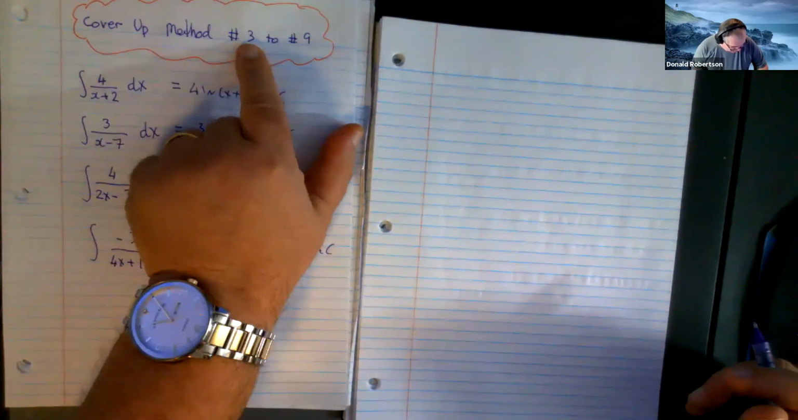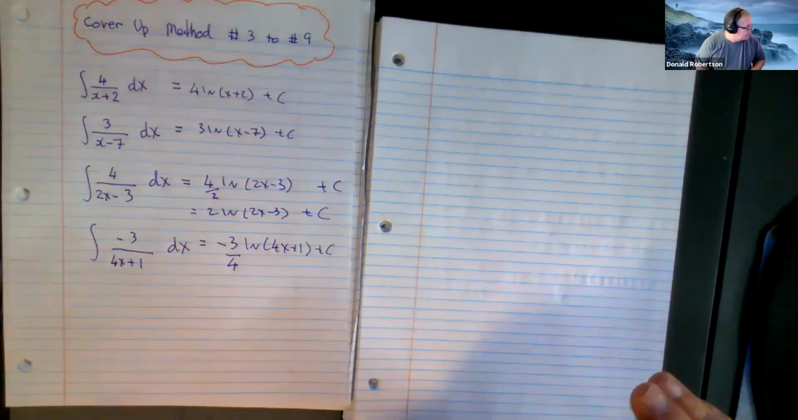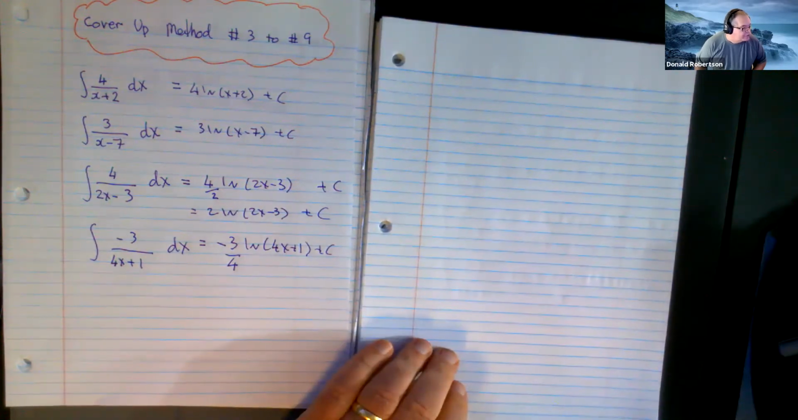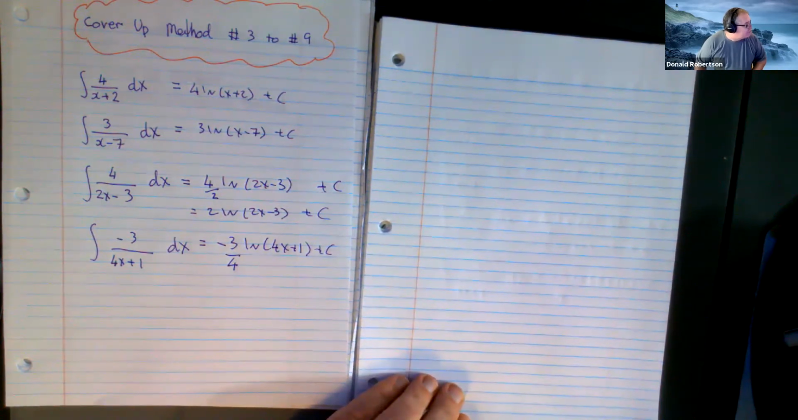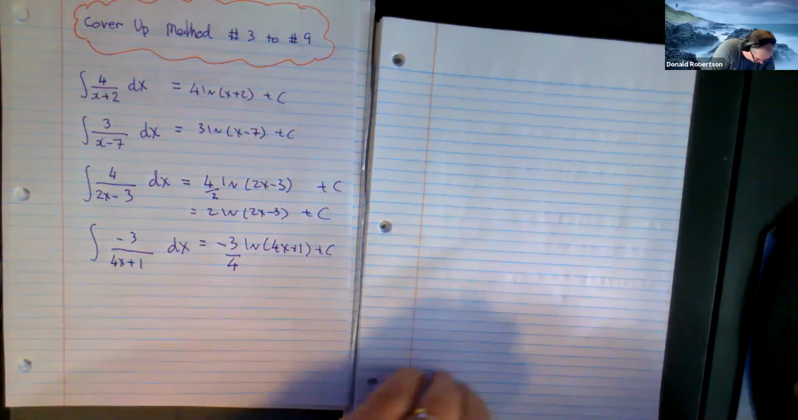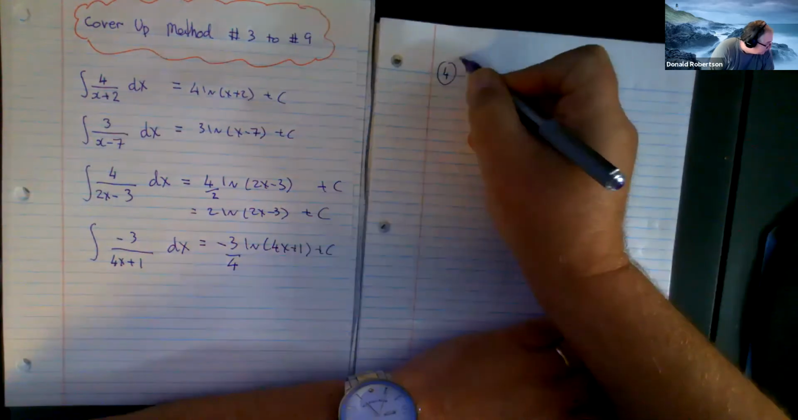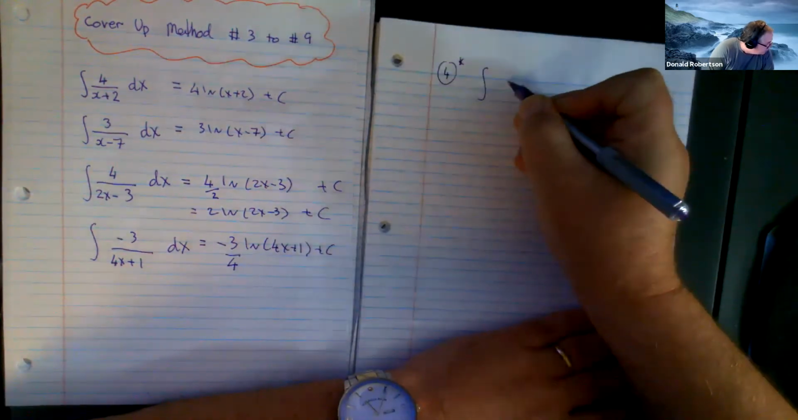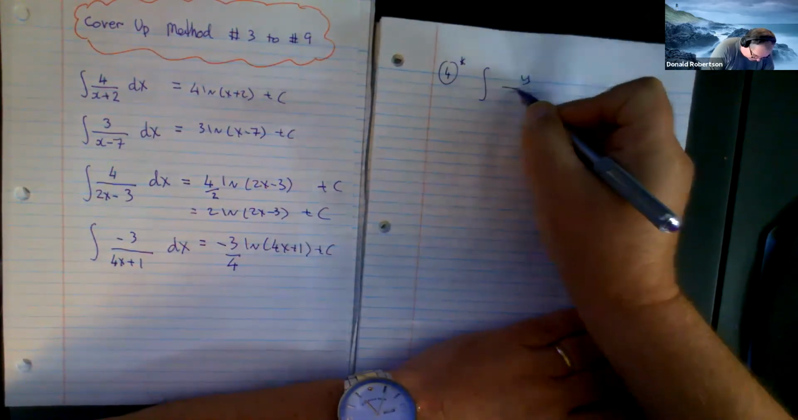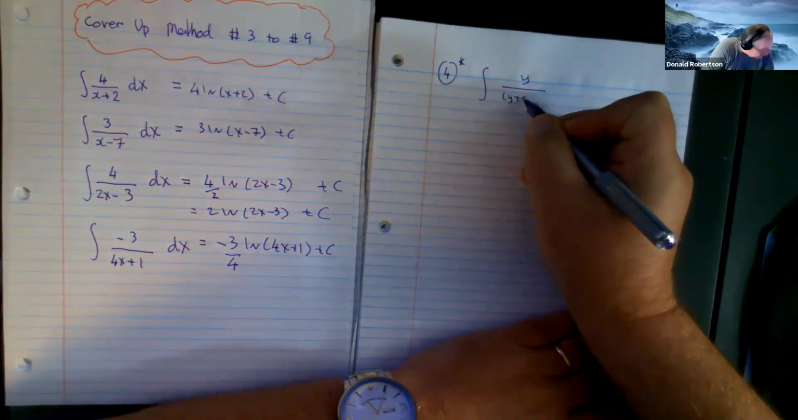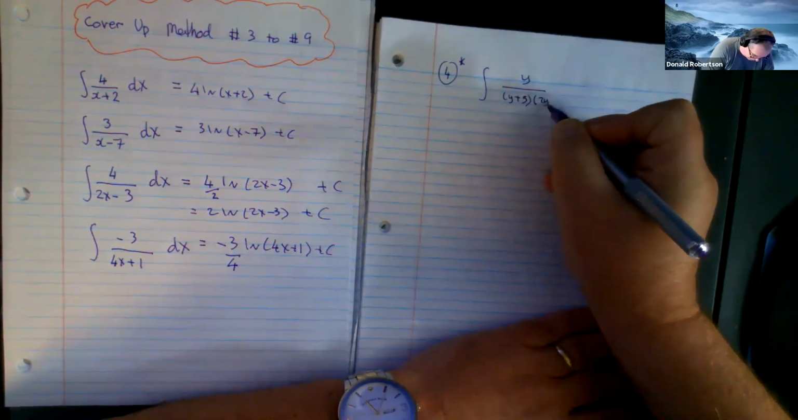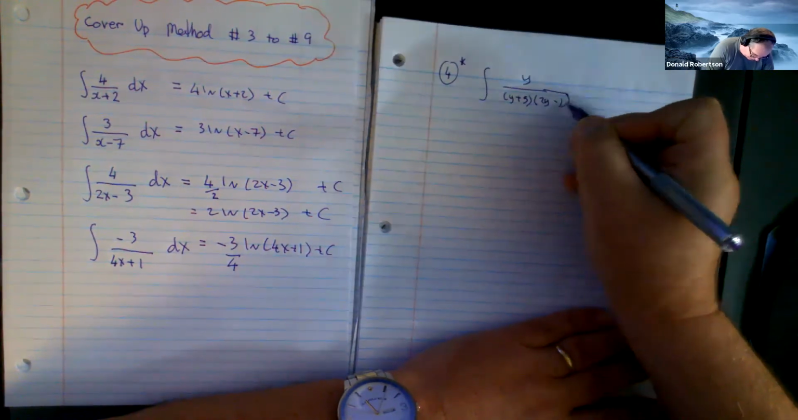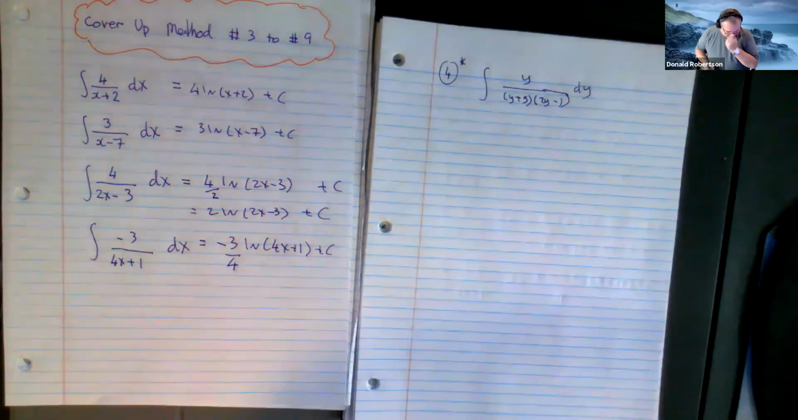Okay, so let's do some questions. In the homework, 3 to 9 are all the cover-up method. So I'm going to pick some examples of different versions of that. Start off with a very basic one, a nice straightforward one. So how about question 4? So we have y over y plus 5 and 2y take away 1 dy. So that's the guy we're going to integrate.